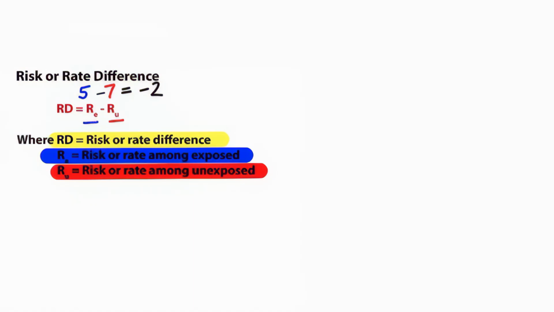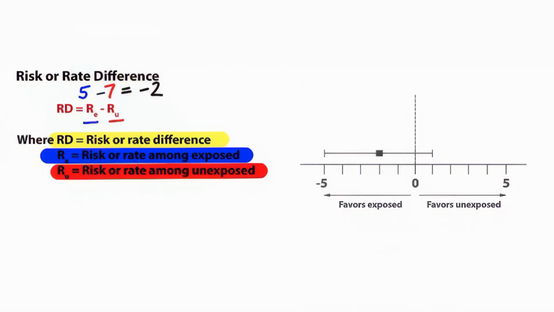So the rate difference is less than 0. This demonstrates a favorable impact of the exposure. By this measure, it looks like the diet is a great protector against cardiac events. So what if we calculate a 95% confidence interval, and it shows a confidence interval of -5 to 1? What does this tell us? It tells us that we are 95% certain that the true value of the difference in rate is somewhere between -5 and 1. So what's the problem here?